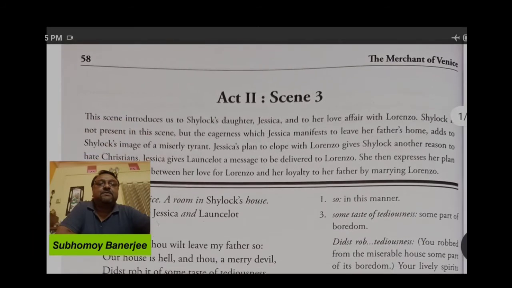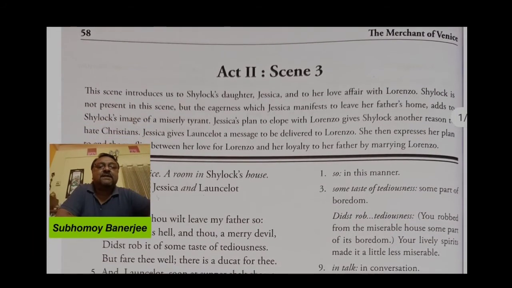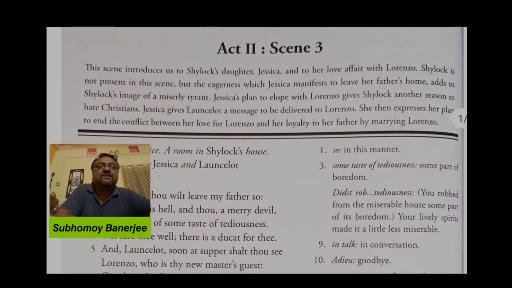So we have come to page 58 and this is Act 2 Scene 3 of The Merchant of Venice. Let's read the introduction. You may also follow. The scene introduces us to Shylock's daughter Jessica. So long you have not met her, you are meeting her for the first time. It introduces Shylock's daughter Jessica and her love affair with Lorenzo.